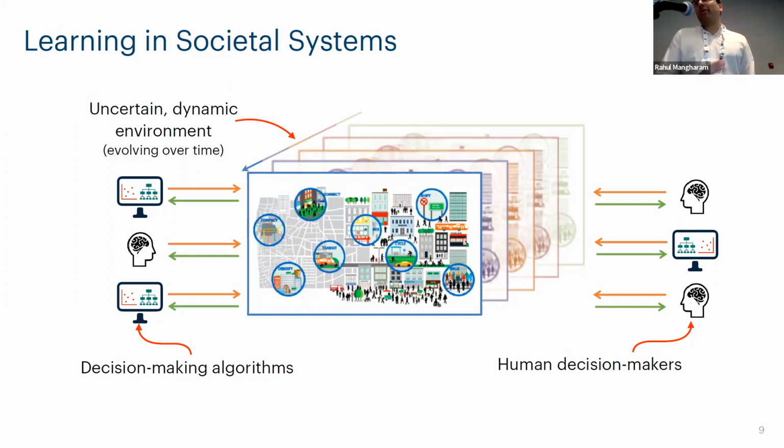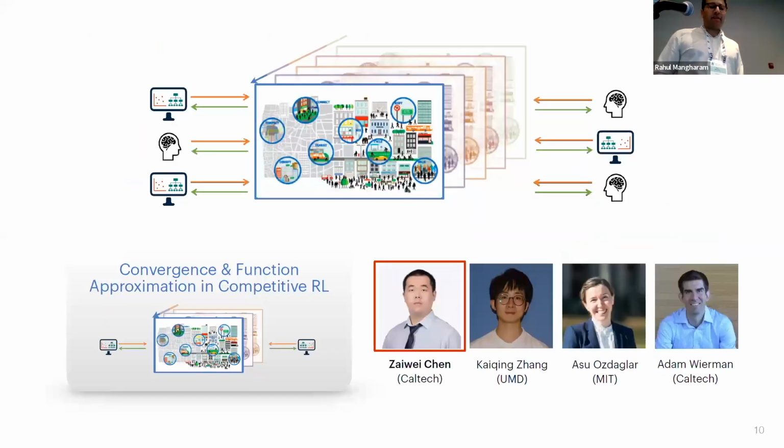And so this is the goal of my work, to try and make some sense of this picture and design algorithms that can work in these kinds of settings. Today I'm going to talk to you about a very specific project towards this, which is convergence and function approximation in competitive reinforcement learning.